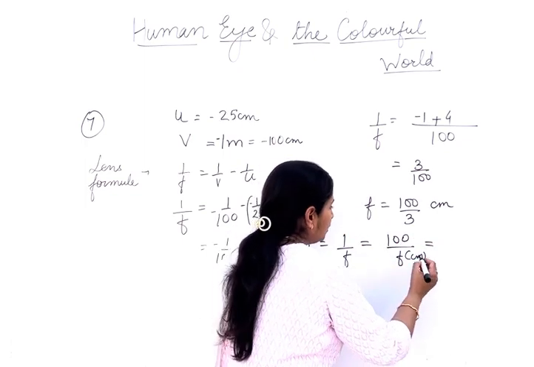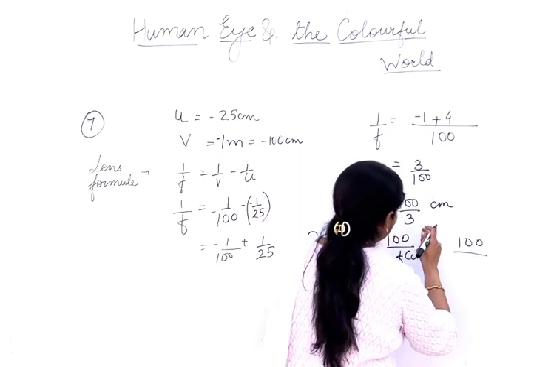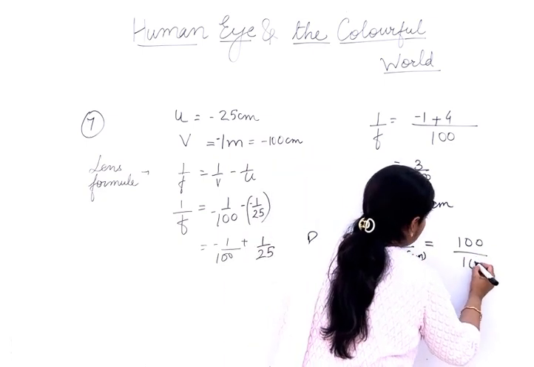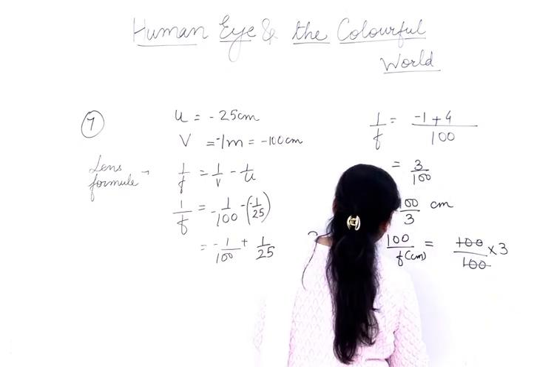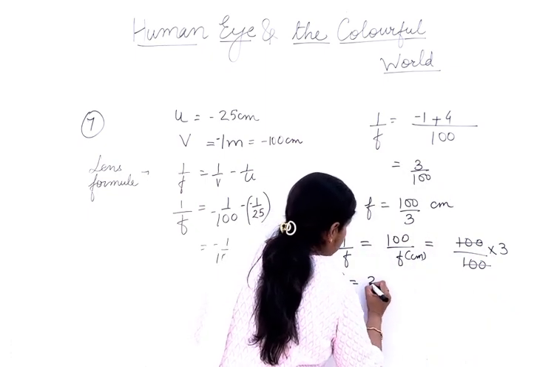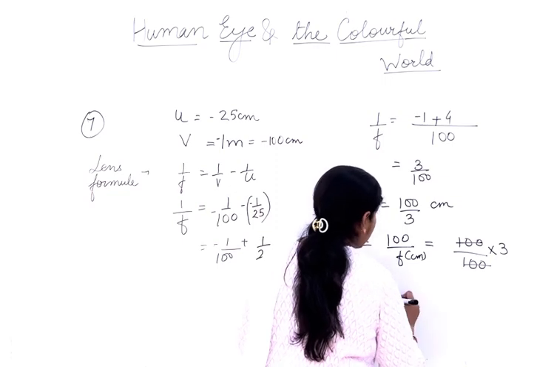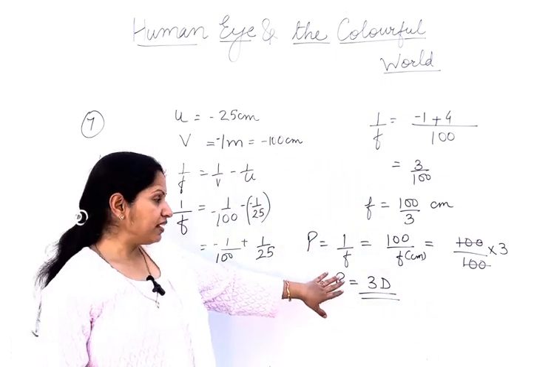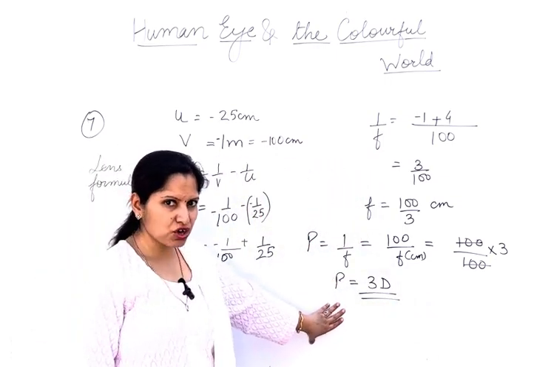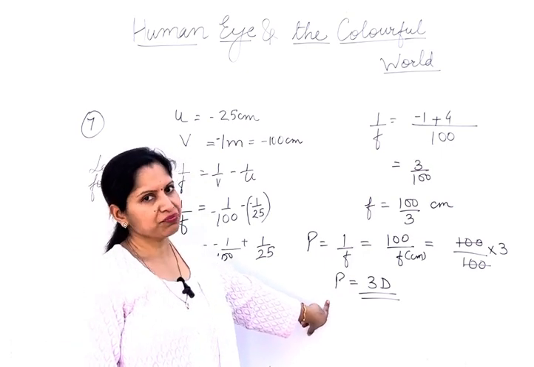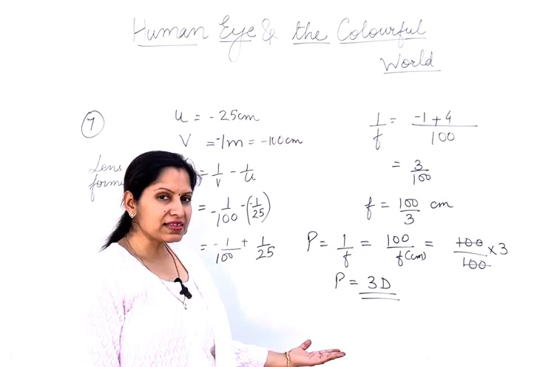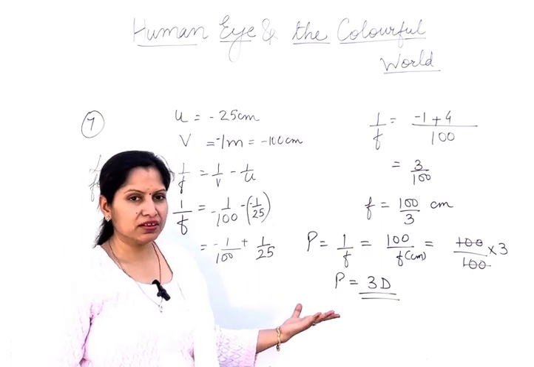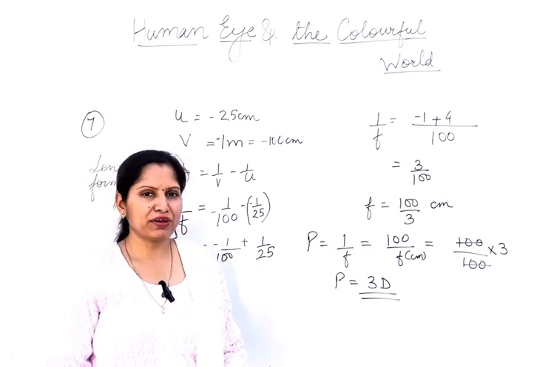So let's put the value: 100 upon, what was the value of focal length? 100 upon 3. 100 and 100 get cancelled out. So the power of the lens will be plus 3 diopters. The power of the lens that is required for correcting this disorder will be plus 3 diopters. Positive sign shows that we need a convex lens to correct this defect, because this defect is hypermetropia.